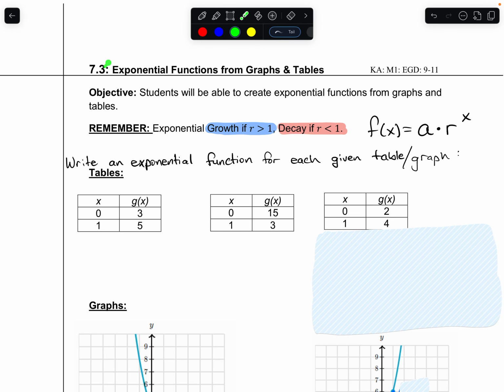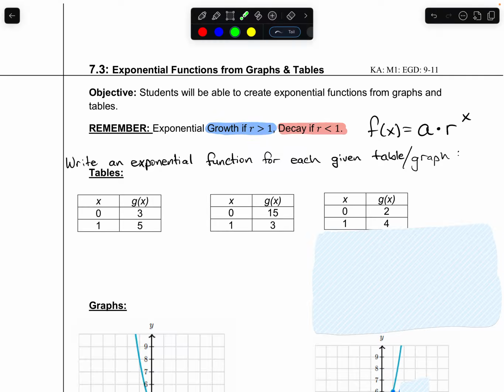All right, this is lesson 7.3, exponential functions from graphs and tables. Our objective is that you'll be able to create exponential functions from graphs and tables. In other words, if I give you a graph or if I give you a table, you should be able to give me an exponential function, something that looks like this, that matches the table or graph that I gave you.